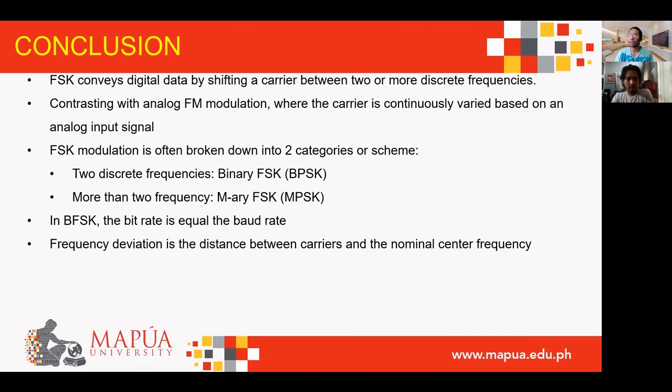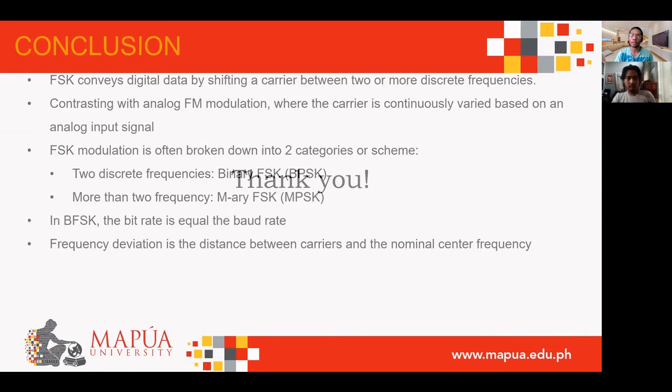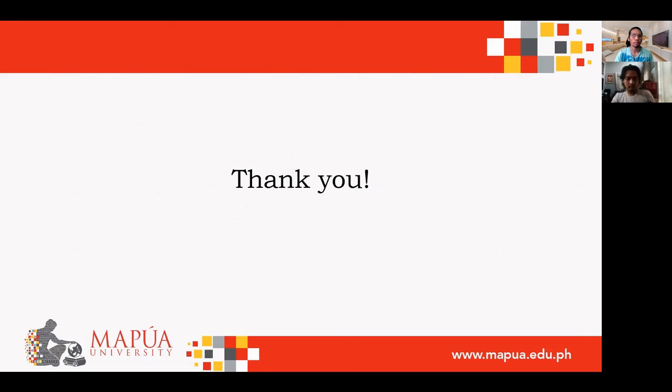And in BFSK, the bit rate is equal to the baud rate. In the time domain of the FSK, the carrier amplitude does not change and only the frequency is varied. The frequency deviation is the distance between the carriers and the nominal center frequency. And that concludes our presentation. Thank you.